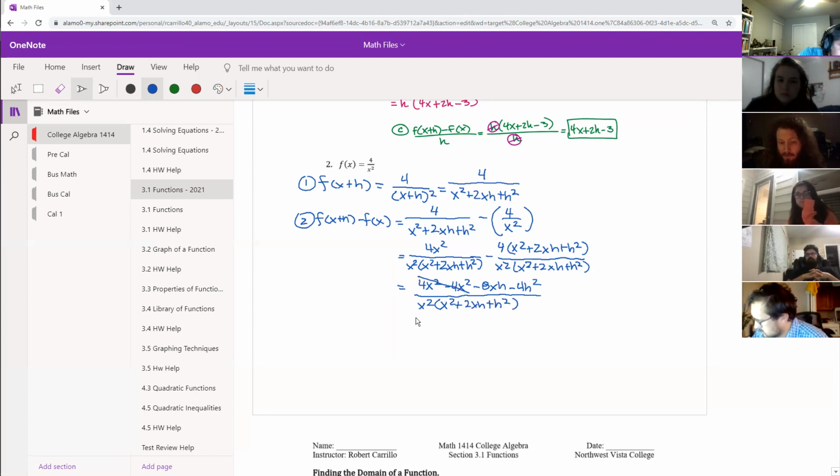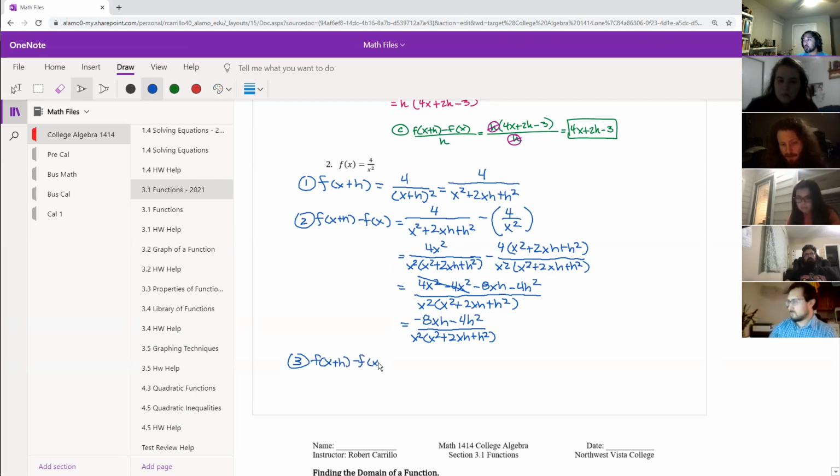These will cancel, and we are left with just negative 8xh minus 4h squared divided by x squared times x squared plus 2xh plus h squared. All right, and our third step is to take f of x plus h minus f of x and divide that by h.